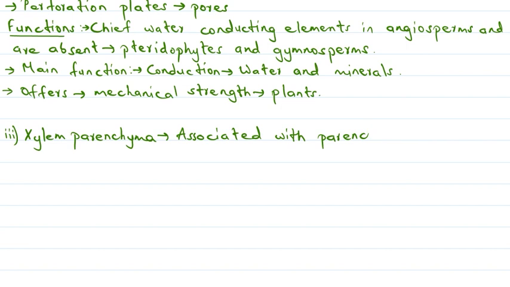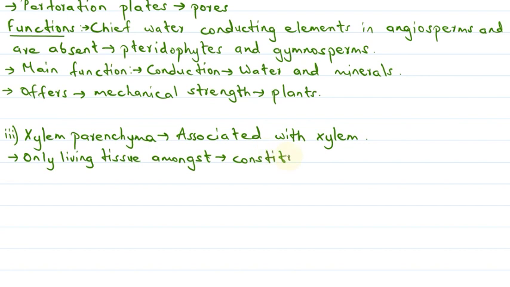These are actually the parenchyma cells, and these parenchyma cells are associated with the xylem, and as these parenchyma cells are associated with xylem, these are known as xylem parenchyma cells. So xylem parenchyma is the only living tissue amongst the constituents of the xylem. So among all other constituents of xylem, this xylem parenchyma is the only living tissue.